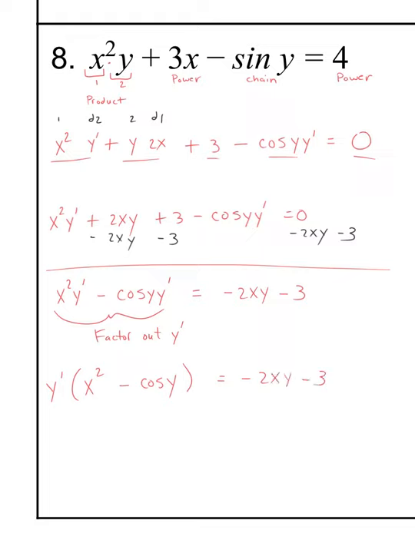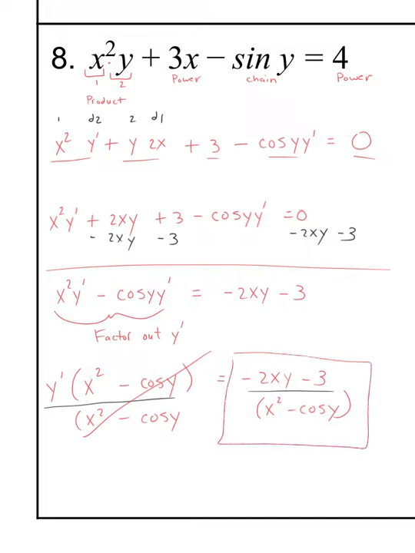Okay, and finally, to get y prime by itself, we just divide both sides by this big binomial right there. So we're going to divide the left and the right by x squared minus the cosine of y. Okay, these cancel out. I've got y prime by itself. Here is my final best full credit answer. All right, calculus, that's implicit differentiation.